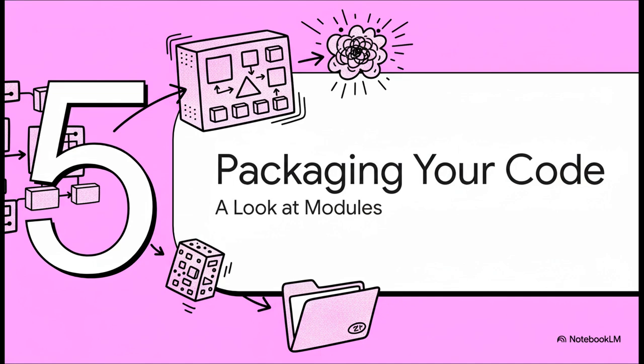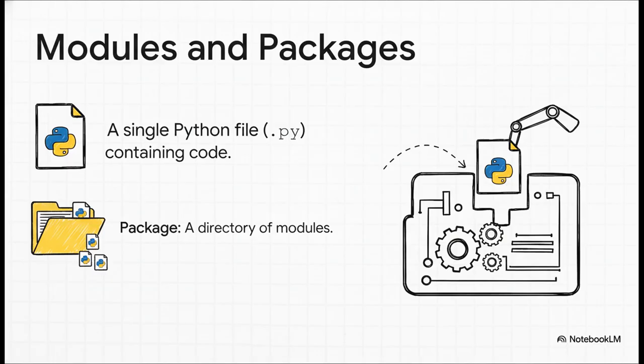So, finally, let's say we've designed these amazing classes. They're callable, they're protected, they follow all the rules. How do we actually organize them so we can share them and reuse them? Well, that's what modules and packages are for. And it's really simple. A module is just a single Python file. A package is just a folder full of those files. That's it. It's how you build organized, reusable libraries for yourself or for the whole world.